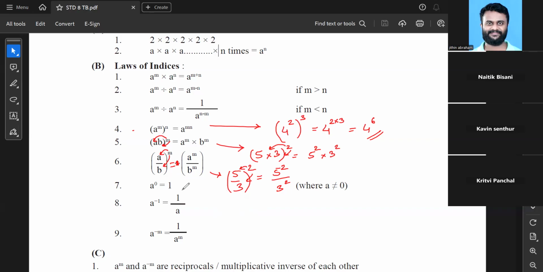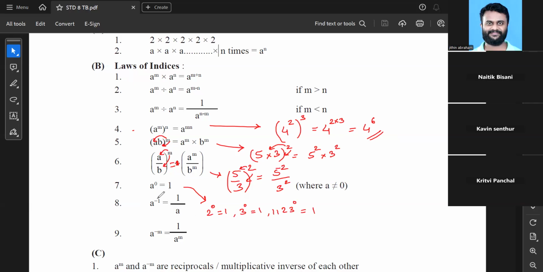The next rule is any number raised to 0. This is very important. Any number raised to 0 is equal to 1. You say 2 raised to 0, that is equal to 1. 3 raised to 0 is equal to 1. 1123 raised to 0 is also equal to 1. So any number raised to 0 is equal to 1. Am I clear?